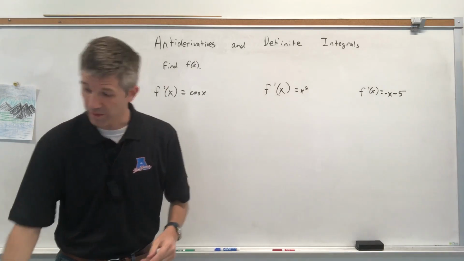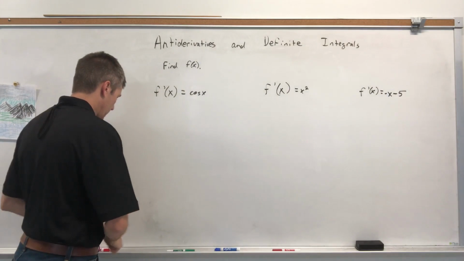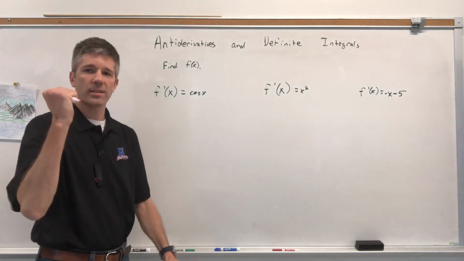My next 3 problems are cosine of x, x squared, and negative x minus 5. And we are going to figure out the antiderivative of each of these. I hope you remember, I truly hope you remember, this fun little rectangle of trig derivatives.